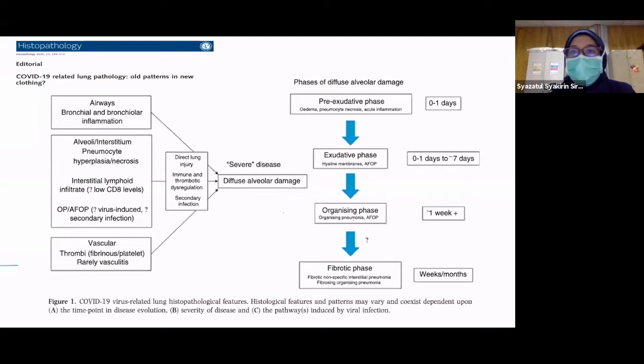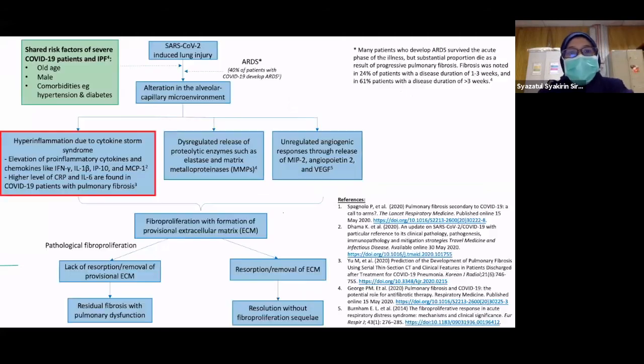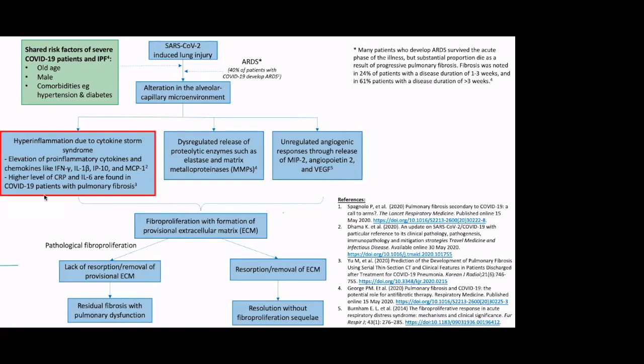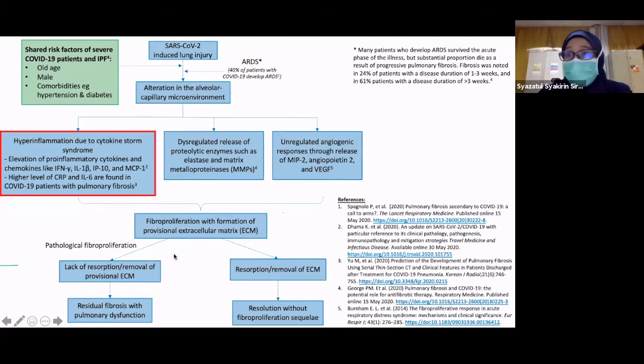So the phases of diffuse alveolar damage: after the exudative phase, there is an organizing phase, and lastly the fibrotic phase. And bear in mind, after the hyperinflammation phase, what happens? This will lead to what they call an organization. This is the phase of the organization of the lung, so some sort of repairing of the lung.